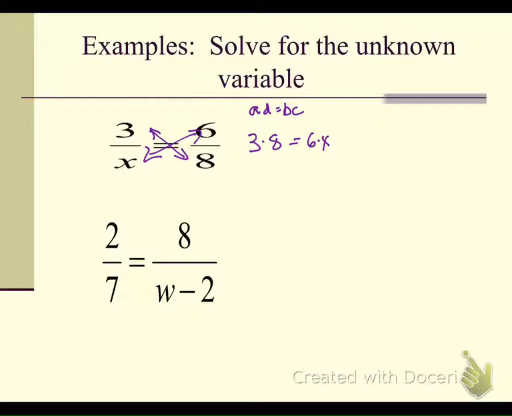So we have 3 times 8, which is? What is it? 24. Divide by 6. 24 divided by 6 is? So x equals 4. We did that one quickly. I'm going to give you a second to write the second one before we get started on it. That's all we need.